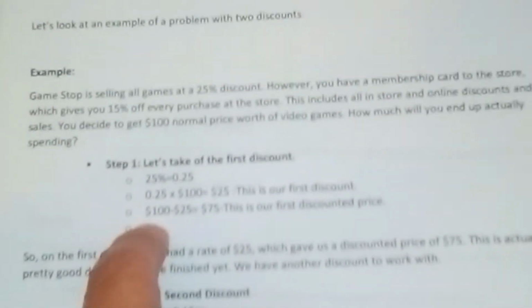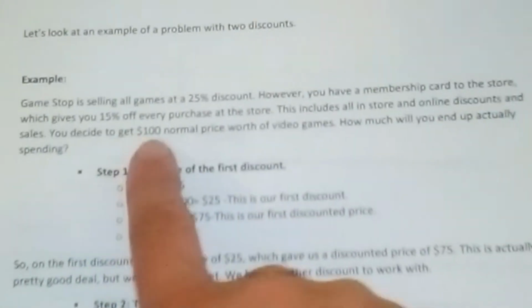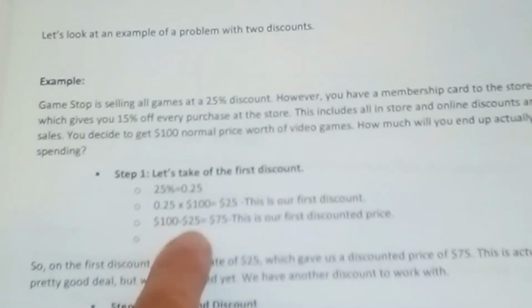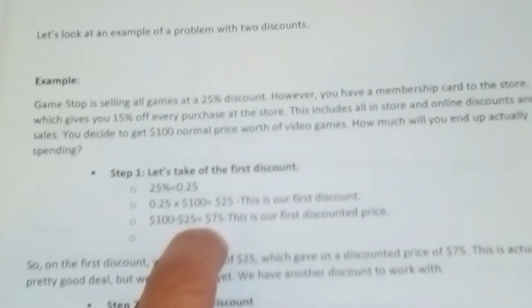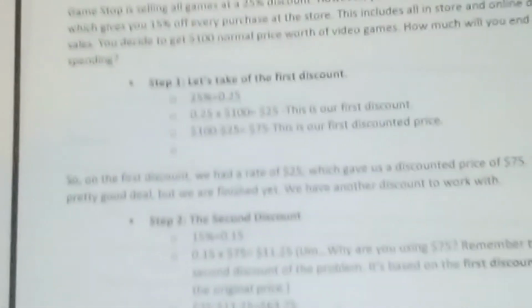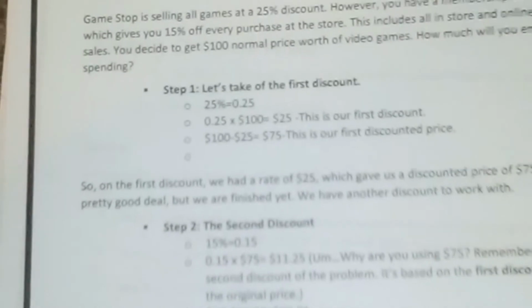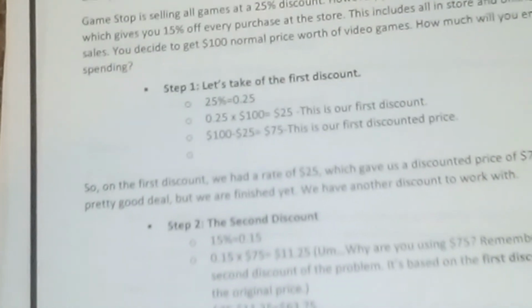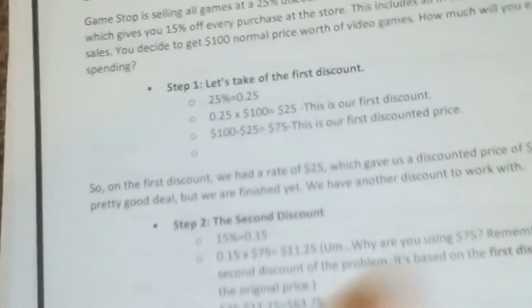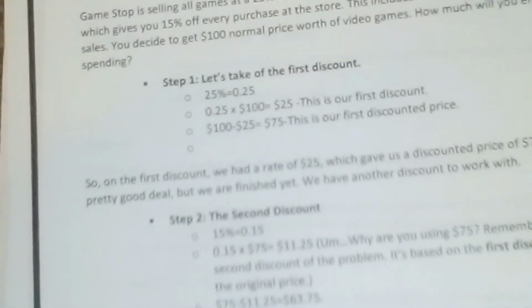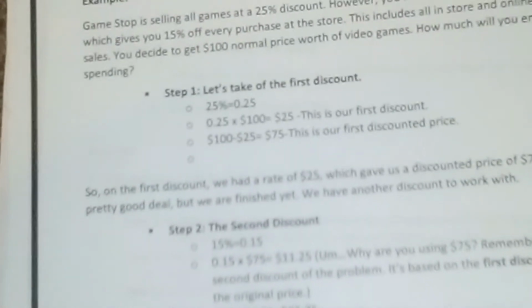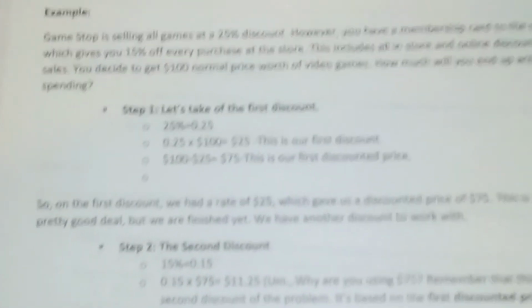Then we are going to subtract that $25 from our normal price, so of $100. So $100 minus 25 equals $75. This is our first discounted price. So now that we have the first discount figured out, which gave us a rate of $25, and when we subtracted that, we got a discounted price of $75. This is actually a pretty good deal, but we aren't finished yet. If you remember, we have another discount to work with.